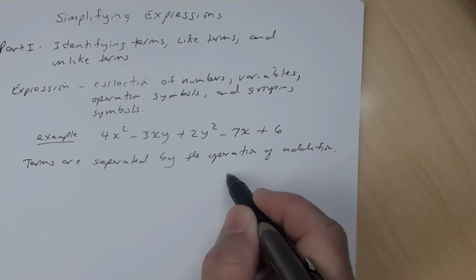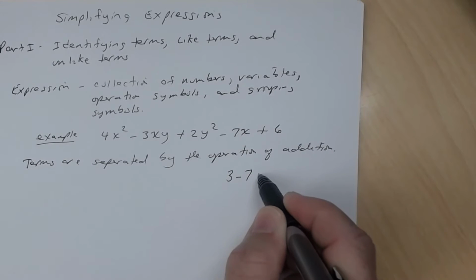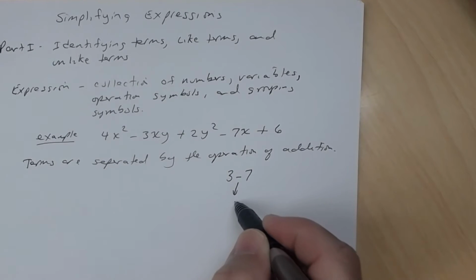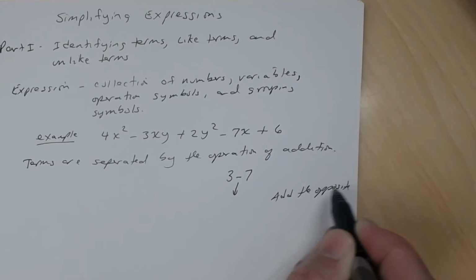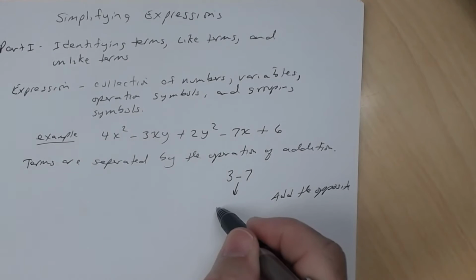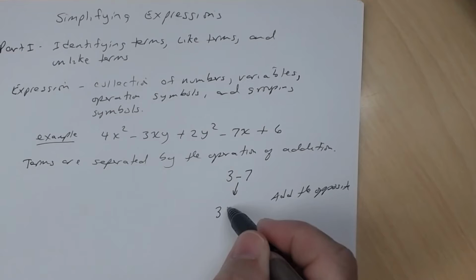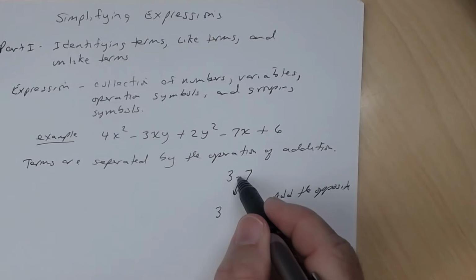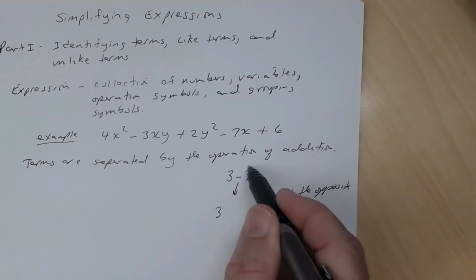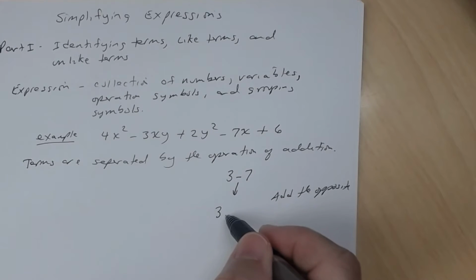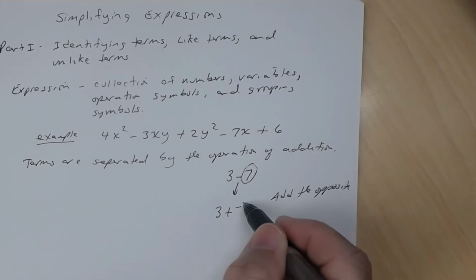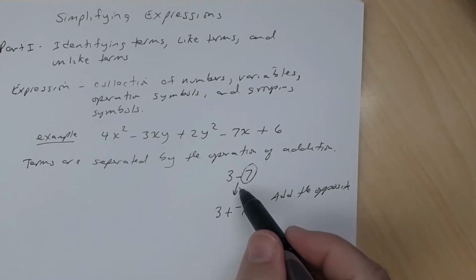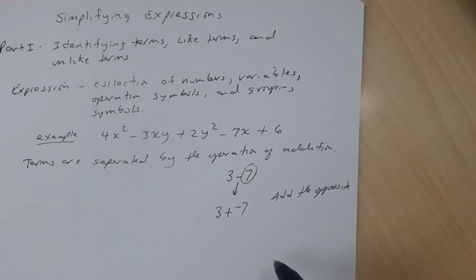So if I had, let's say, 3 subtract 7, you can always write this as an addition problem. Remember the phrase add the opposite. So 3 subtract a positive 7 is the same thing as saying a positive 3 plus the opposite of a positive 7, and the opposite of positive 7 is a negative 7. So these two expressions are the same. So you can remember the phrase add the opposite.